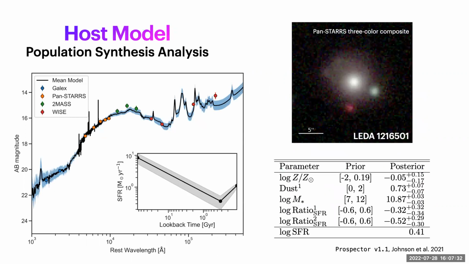The next thing to do is to start characterizing the host to understand the environment where this TDE happened, and how it might be related. To do that, we take some archival data from GALEX, PanSTARRS, 2MASS, and WISE, and we do a population synthesis analysis using the Prospector code, which gives us this nice host spectrum.